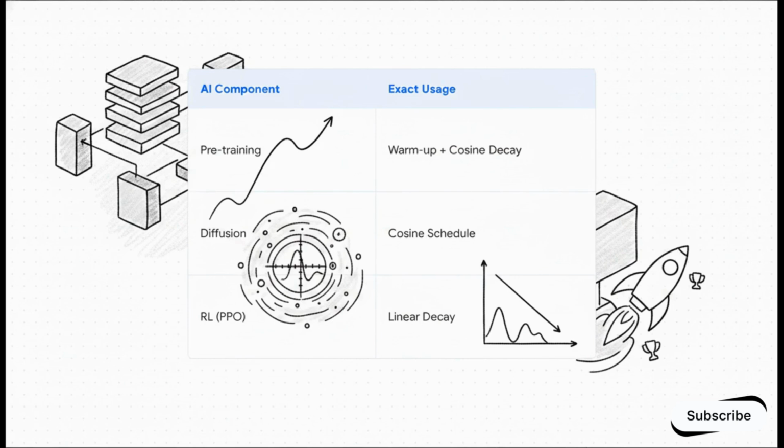Now, look at diffusion models. While they're technically scheduling noise variance, they use the exact same cosine math to ensure the model spends equal time learning across all noise scales. On the other hand, reinforcement learning, like PPO, relies on a linear decay. You start high to figure out a rough policy, then linearly decay it down to near zero to freeze those good behaviors in place and prevent catastrophic forgetting.